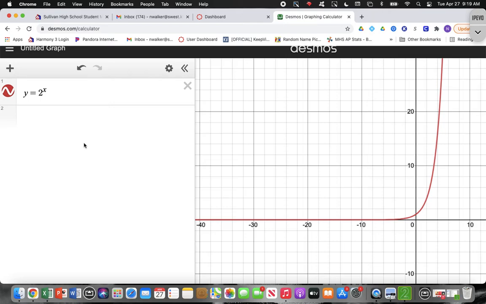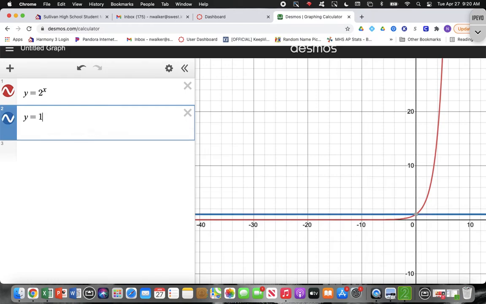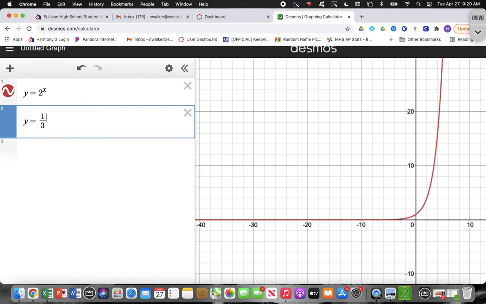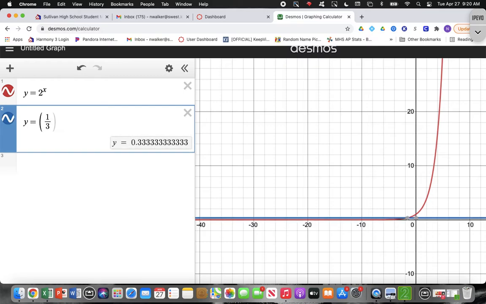All right, so on this one, I just want to ask you, what is the base for this exponent? The power is x. What is the base? The base is 2. Now, I'm going to graph another equation. I should probably put that in parentheses.